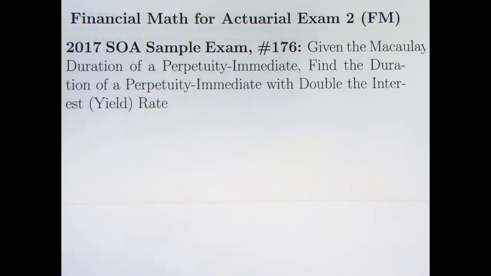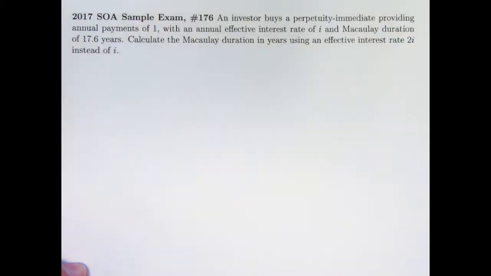Given the Macaulay duration of a perpetuity-immediate, where the payments go on forever, find the duration of another perpetuity-immediate that's got double the interest rate, double the yield rate. I also, in addition to solving this problem, want to get across an important conceptual point at the beginning, and this will give us a chance to review formulas for present values of perpetuities.